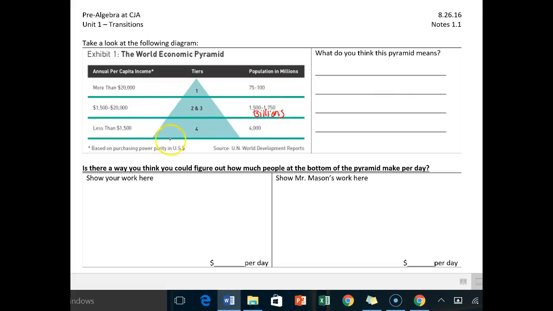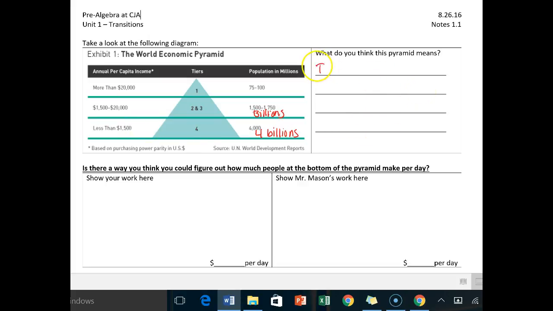But check out this stat down here. People that live on less than $1,500 a year, that's 4,000 millions, which is really 4 billion people. A majority of the world live on less than $1,500 a year. What do you think this pyramid means? If we have a whole bunch of a little bit of wealth up here, some wealth in here, and then 4 billion people down at the bottom living on less than $1,500. Go ahead, tell me what you think this means.